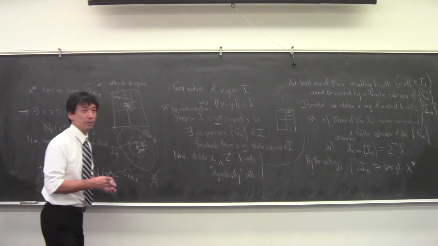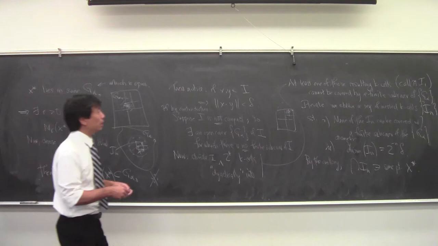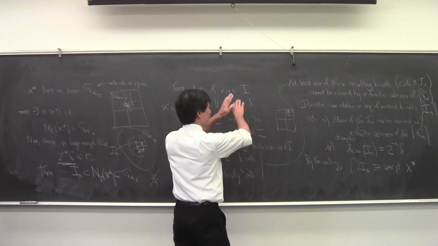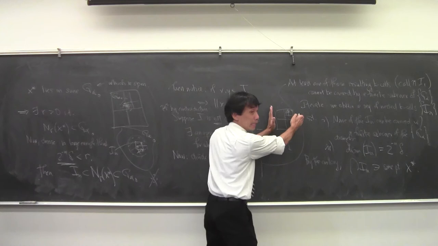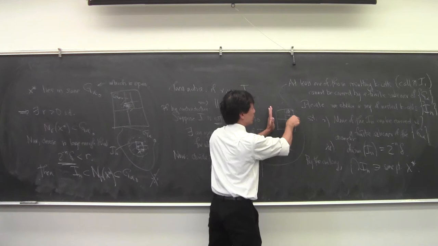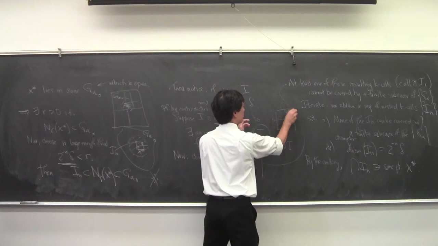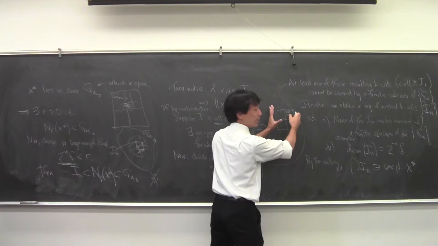So how do we know that X star lies in some G alpha? Well, X star lies in I, and the G alphas are a cover of I. You have an open cover of the whole original set. X star lies in the intersection of these guys, so in particular, it lies inside of the original one. The G alphas cover the whole original K cell, and so they cover X star also.